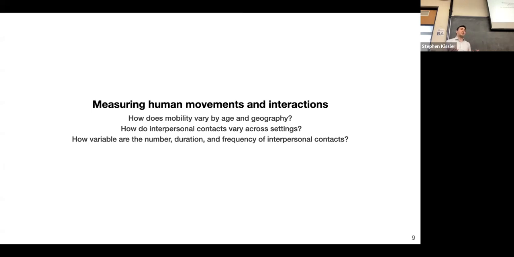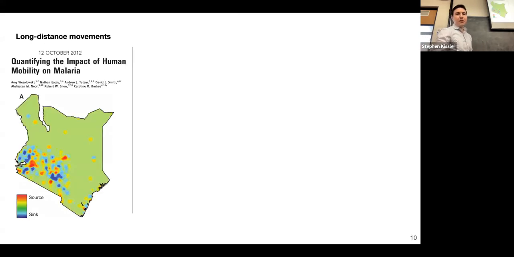We've needed mobile sensing technologies to really get a sense for that, which have really only come around very recently. So we can ask some related questions. How does mobility vary by age and geography? How do interpersonal contacts vary across settings? How variable are these contacts across individuals?